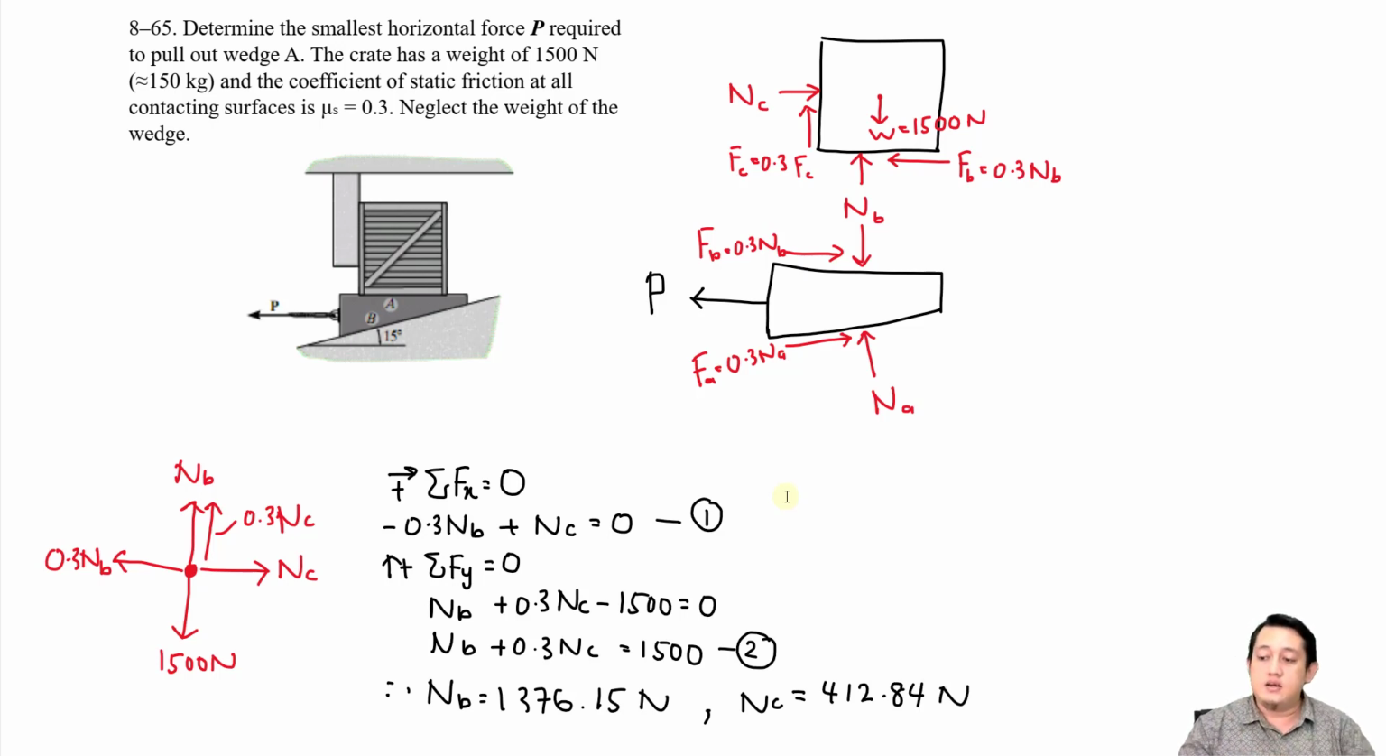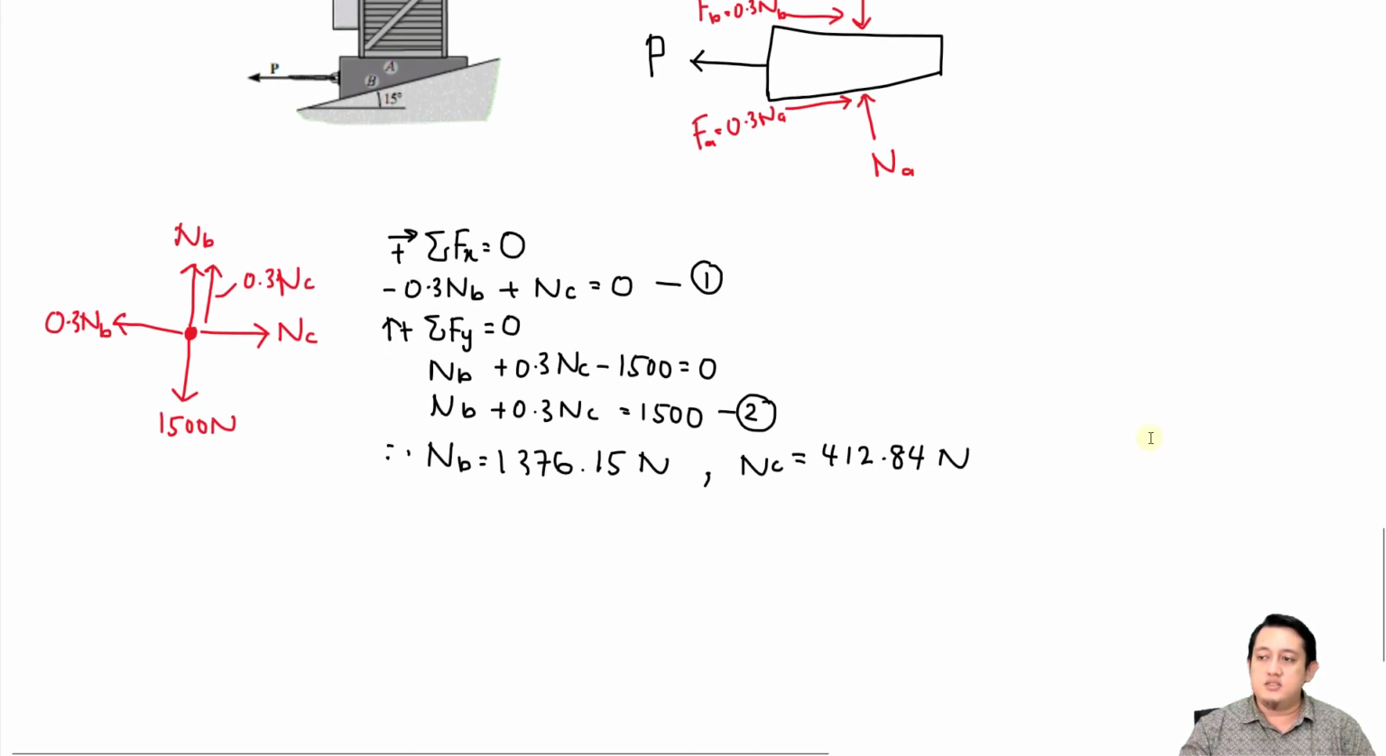After using the calculator, we got NB equals 1376.15 Newton and NC equals 412.84 Newton. Now we have the value of NB, and NB is also on this wedge here. So now we can use the value of NB to find the value of P. To make it easier, please make sure to draw again all these forces on the wedge, just like this. Let's draw it together.